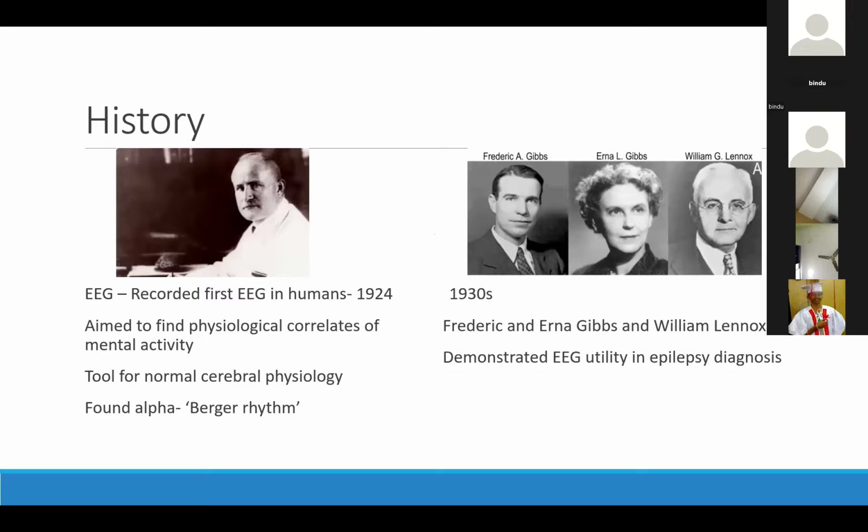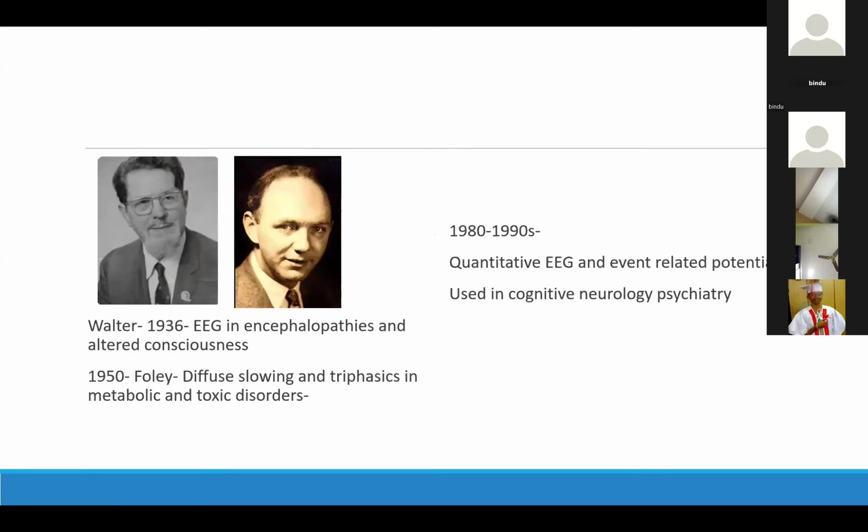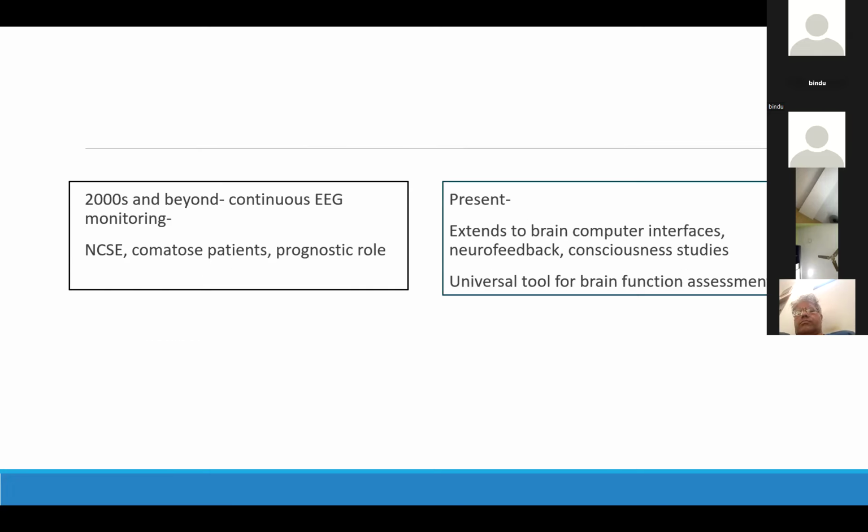It was in the 1930s that EEG utility in epilepsy diagnosis was put forward by Frederick and Erna Gibbs and William Lennox. And later in 1936, Walter demonstrated the utility of EEG in encephalopathies as well as altered consciousness. It was Foley in 1950 who found diffuse slowing and triphasics in metabolic and toxic disorders. In the 1980s and 90s, quantitative EEG and event-related potentials were discovered and started to be used in cognitive neurology and psychiatry. And in the 2000s and beyond, continuous EEG monitoring helped to find out NCSE as well as EEG in comatose patients and helped in prognostic roles.